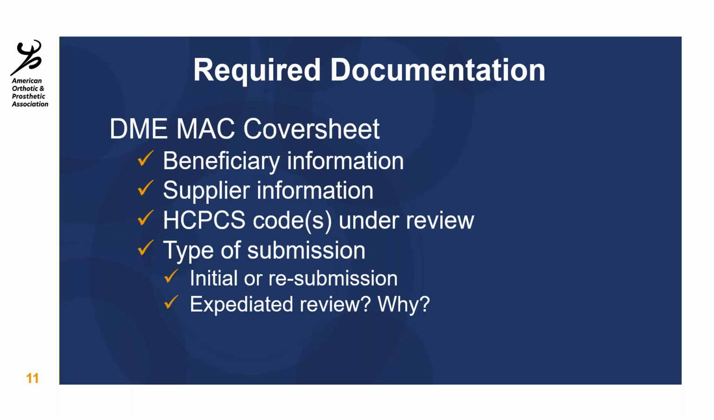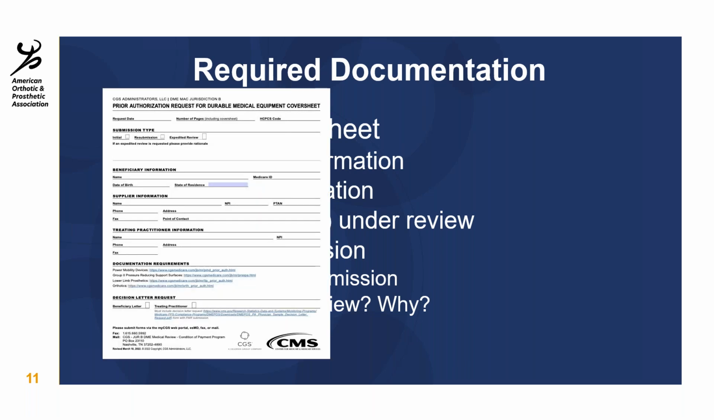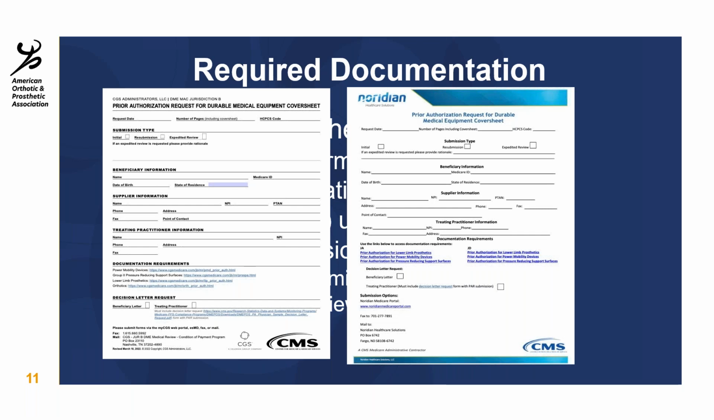Now, all this required general information about the patient, you, and the type of submission can be covered by using one of the DME MAC prior authorization submission or cover sheets. This is what the CGS cover sheet will look like. This is what the Noridian cover sheet is going to look like. As you can see, it has all that required information that we just spoke about.